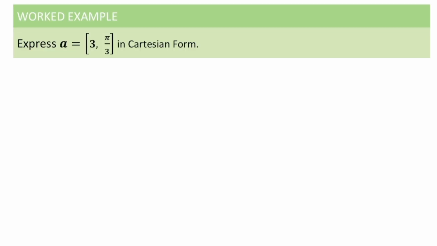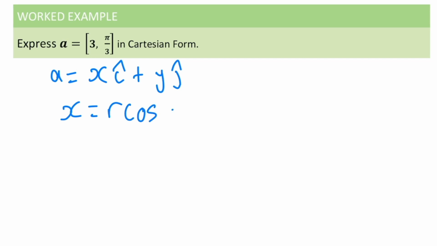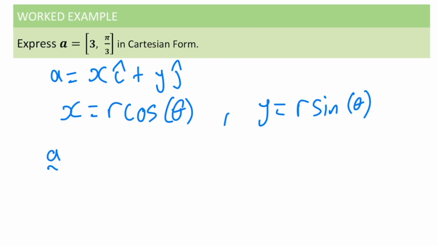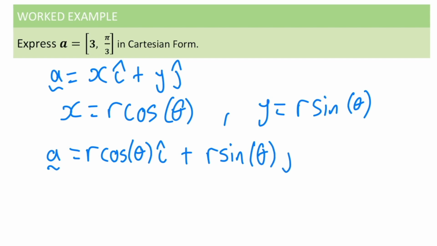If I'm given a vector in polar form, such as a is equal to 3, pi/3, and I want to convert that back into Cartesian form, I need to remember that if a is equal to xi plus yj, then x is equal to r cos theta, and y is equal to r sine theta. So that means that a, and I should put my little vector squiggle there, is equal to r cos theta i plus r sine theta j.